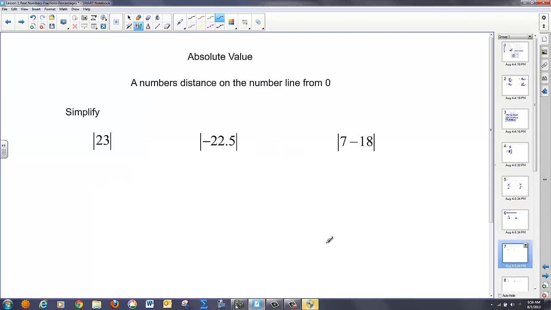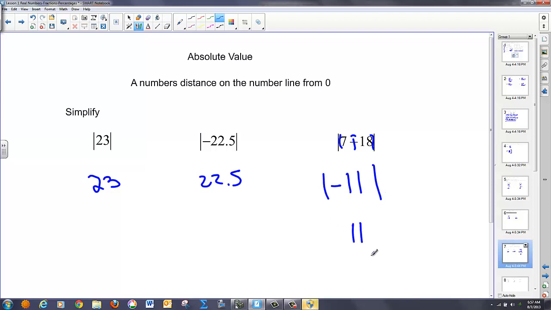Absolute value is the distance on the number line from 0. So how far is 23 from 0? 23. How far is negative 22.5 from 0? 22.5. And in this case, you want to treat the absolute value like a parentheses. So do what's in there first. You don't want to take the absolute value of each. So I take 7, subtract 18 from it. So again, add the opposite. And we're going to subtract those two. So I get 11 of the negative type. And I say, how far is negative 11 from 0? That's 11.